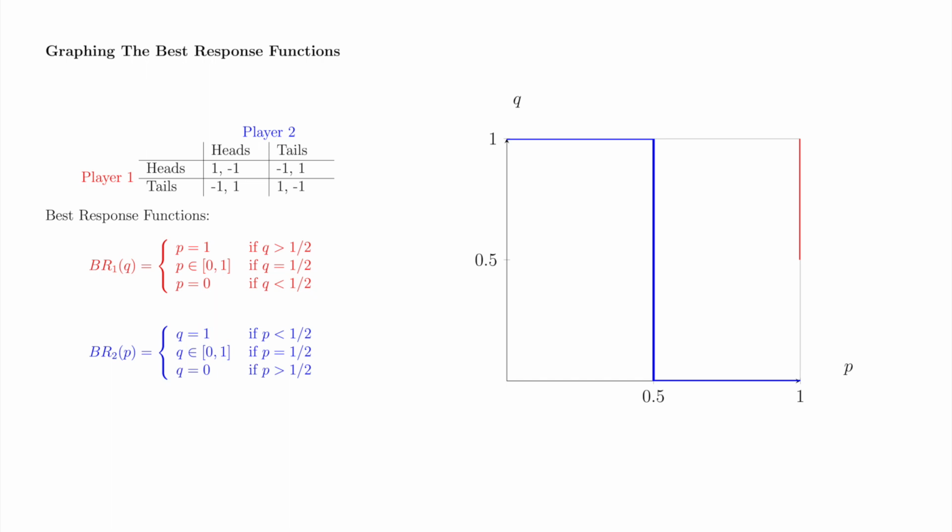Now we'll graph BR1 of Q. When Q is greater than 1/2, P is equal to 1. When Q is equal to 1/2, we graph the entire interval of P values from 0 to 1. When Q is less than 1/2, P is equal to 0.